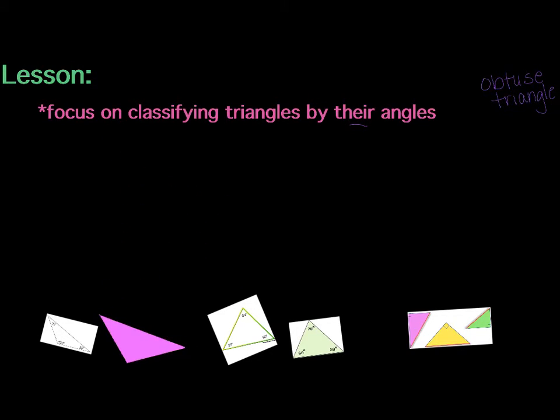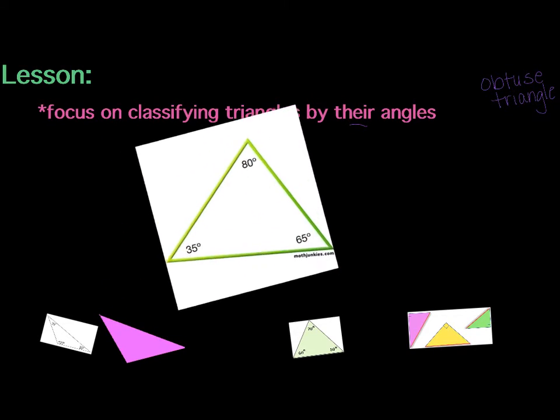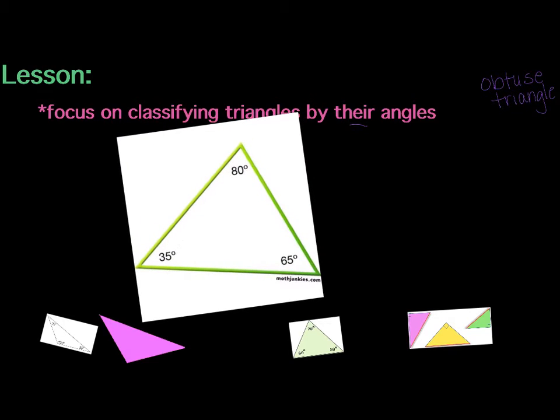So let's get rid of that one. We're going to bring another one up. Okay, what about this triangle? You can again see measurements here. This angle here is 35 degrees, from here to here. This angle on this side is 65 degrees. And this angle is actually 80 degrees.